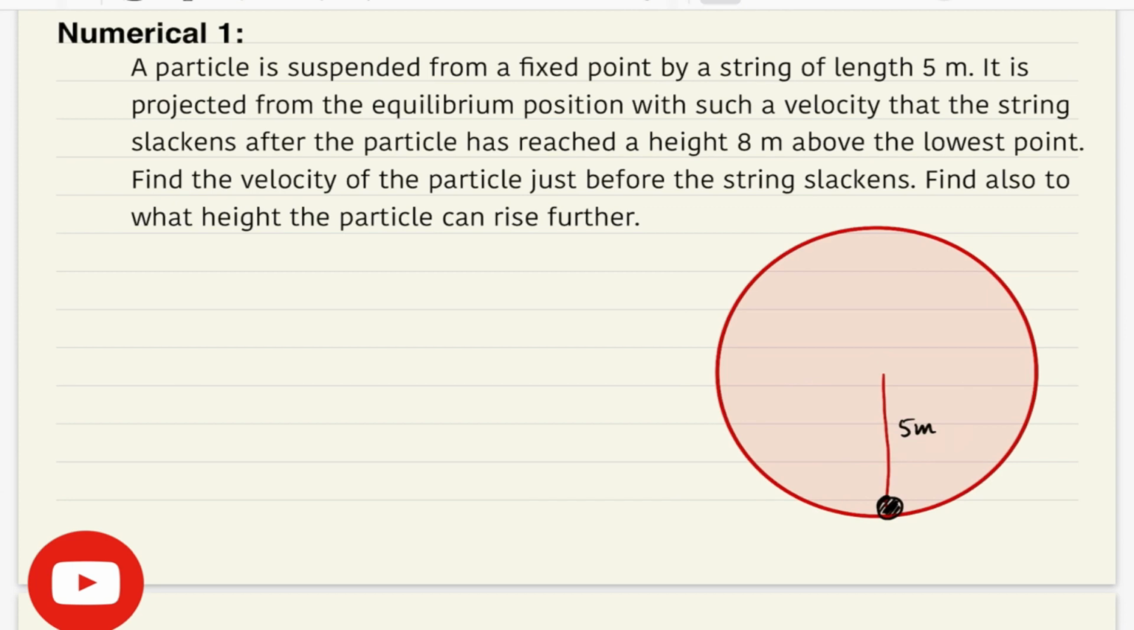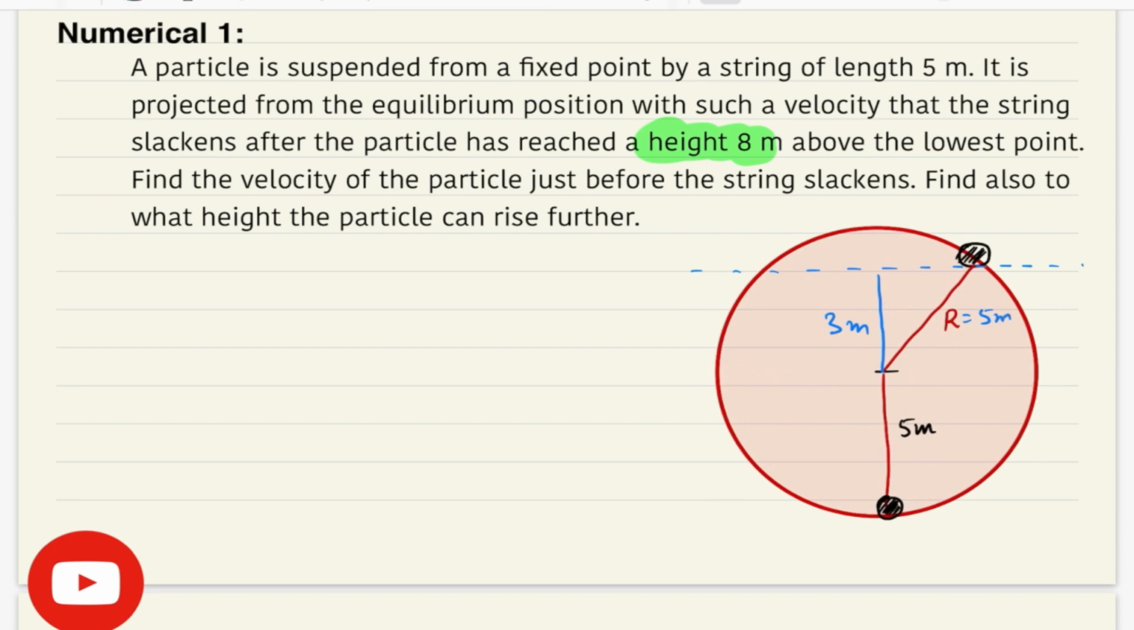So it's saying that it reached a height of 8 meter above the lowest point. So obviously the 8 meter height is somewhere here, okay, this is the center. So this is the radius and the corresponding height from the center is 3 meter. This is 3 meter. Then 5 meter plus 3 meter is equal to 8 meter and this is 5 meter.